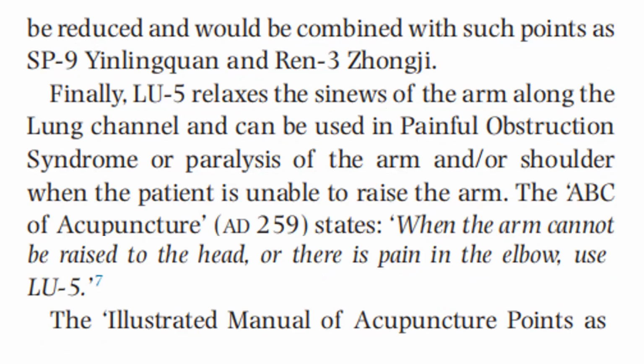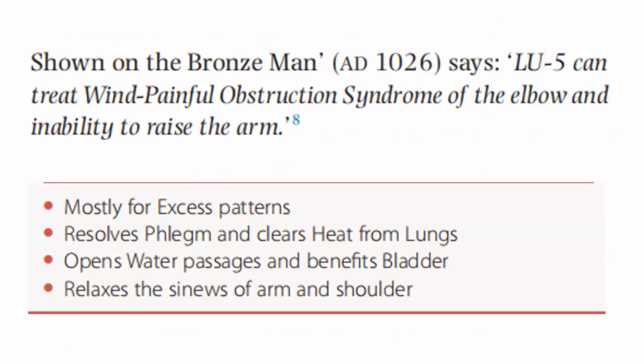Finally, LU5 relaxes the sinews of the arm along the lung channel and can be used in painful obstruction syndrome or paralysis of the arm and/or shoulder when the patient is unable to raise the arm. The ABC of Acupuncture states: when the arm cannot be raised to the head or there is pain in the elbow, use LU5. The Illustrated Manual of Acupuncture Points says LU5 can treat painful obstruction syndrome of the elbow and inability to raise the arm.